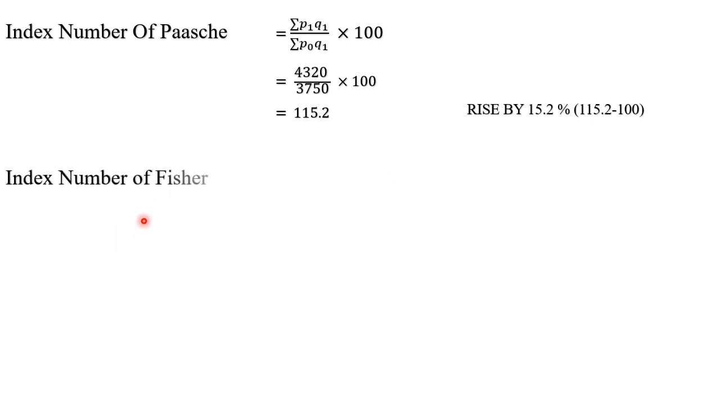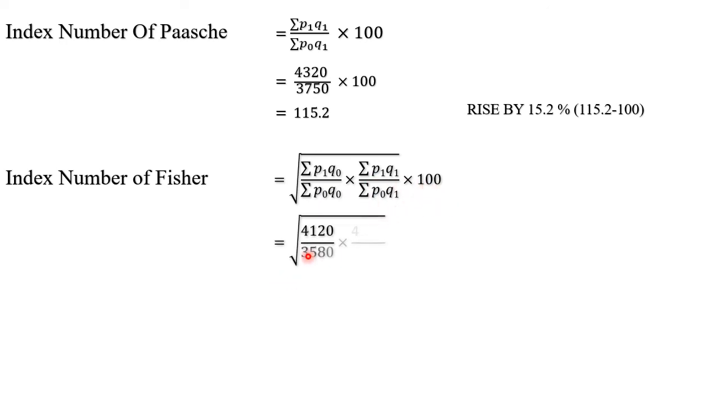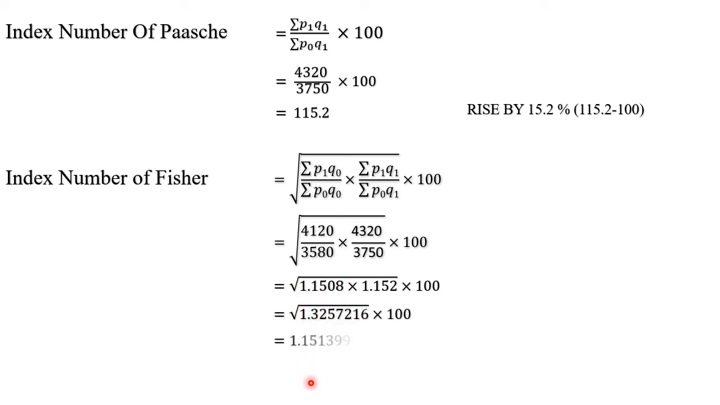Next, index number of Fisher. As we don't have Laspeyres index number, we are going to calculate the whole Fisher's index number. Under root P1 Q0 upon P0 Q0 into P1 Q1 upon P0 Q1, out of the square root, into 100. Just put the values which we have calculated in the earlier slide, divide these values under root and then multiply them under root, then make a root and into 100. You get 115.14. So rise by 15.14%, that is 115.14 minus 100.